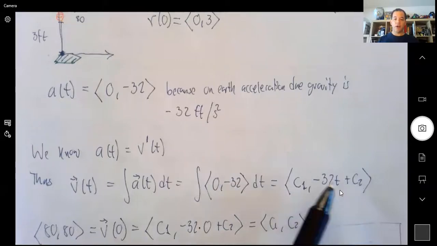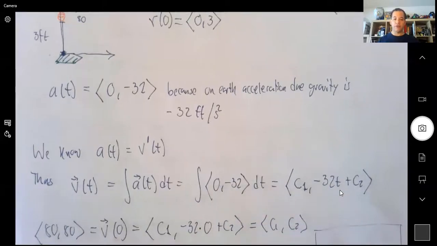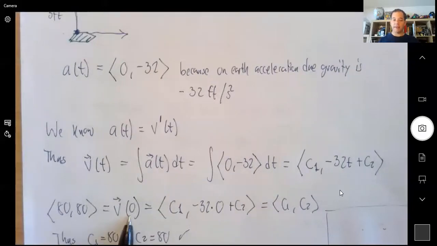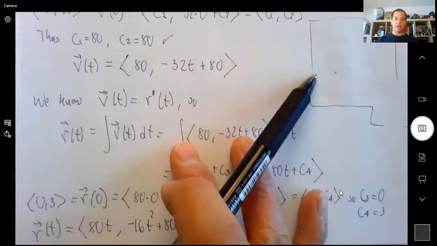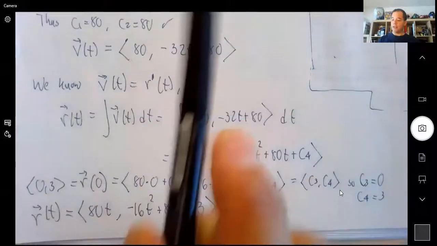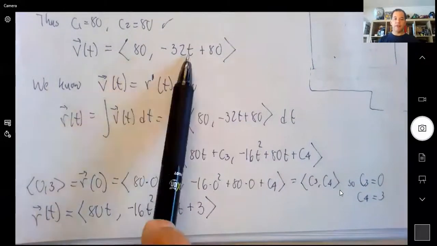And then to figure out the constants, we use the initial condition. We know that at time 0, we hit the ball with this vector, 80, 80. So this 80, 80 has to be the same as when you plug 0 in here. When you plug 0 in here, you get this term that cancels. Then you get C1 and C2. So this tells me that C1 and C2 are both 80. And then here's my velocity. My velocity function is 80, negative 32t plus 80.